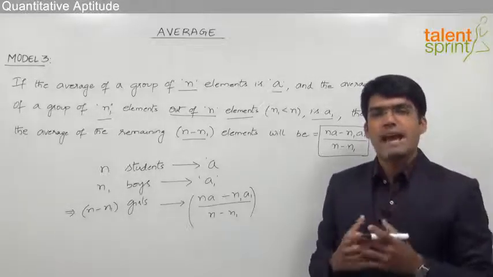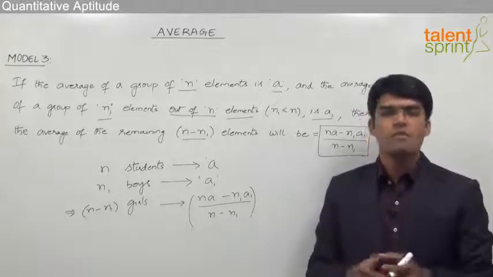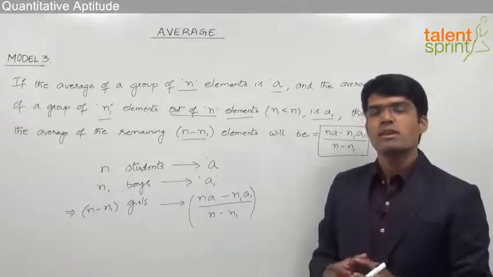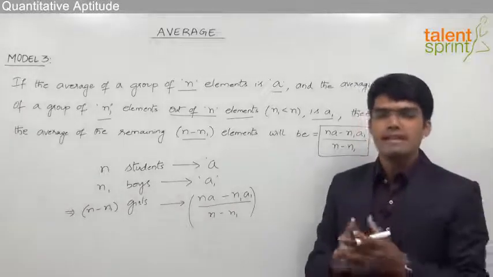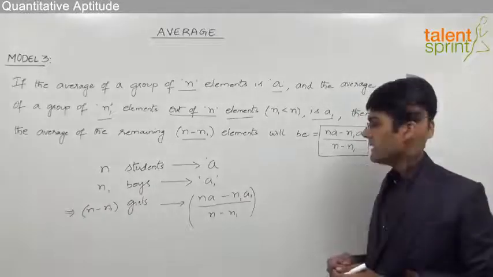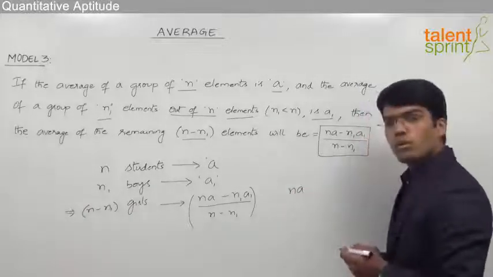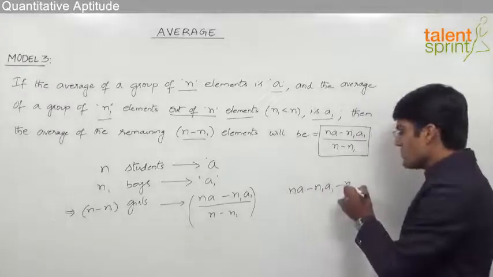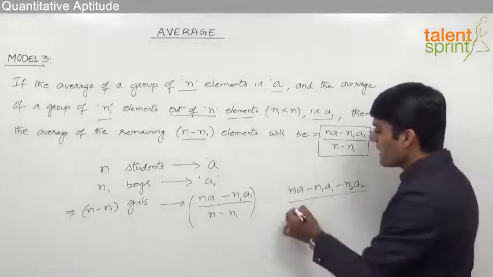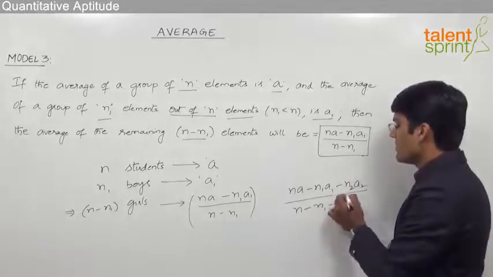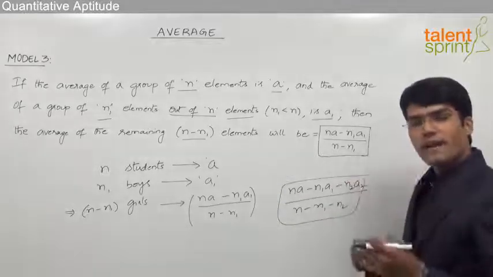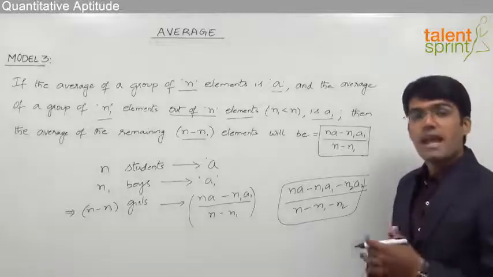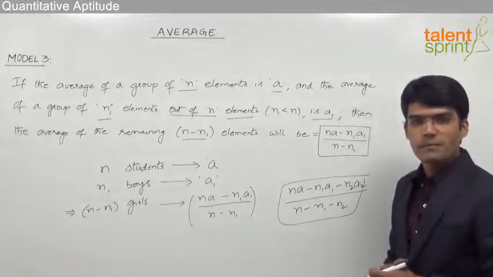In some cases, the average of the whole group is given, and out of that the average of two smaller groups is also given, and we are supposed to find out the average of the third group. Even in that case, the same concept is applicable, that is n into A, the total of the whole group, minus n1A1, the total of the first group, minus n2A2, the total of the second group, divided by n minus n1 minus n2. So this is how we can always find out the average of the left out group when the average of the remaining groups is given to us and the average of the whole group is also given.